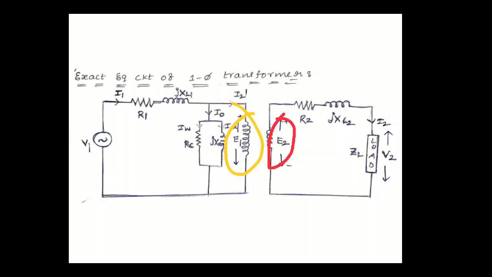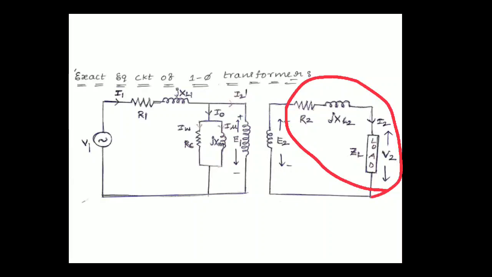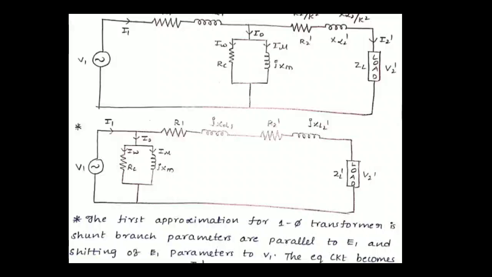Now it is required to shift the complete secondary side parameters of the transformer to the primary. So R2, jXL2, ZL, V2 and I2, all these parameters have to be moved to the primary side. This is the first thing we have to do. To shift these, we need to follow certain rules, some guidelines. Let us see what those guidelines are in the next slide.